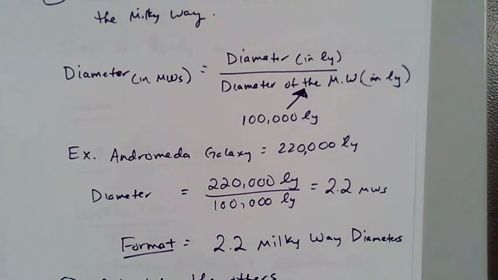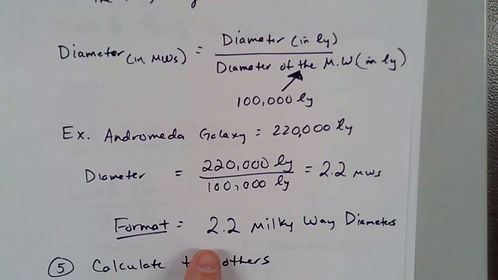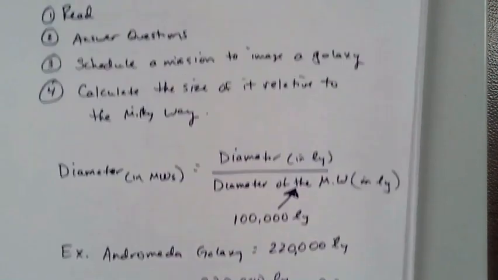And so the format, again, is picky. For this one, format the answer that you get, and then Milky Way diameters are the units. So go ahead and calculate the other galaxies that are in that step.